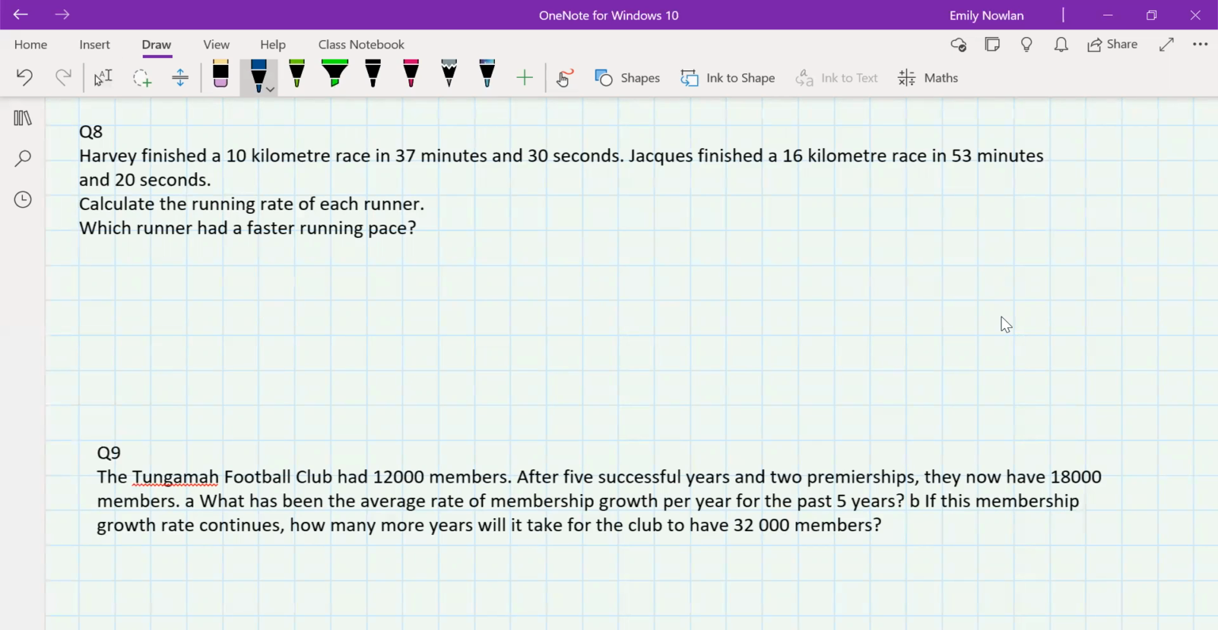So usually with speed, we would go the time it took compared to the distance. If we do Harvey, he took 37 minutes and 30 seconds to run 10 kilometres. So how quick can he run per kilometre? That's what I want to know. Now, before I do that, I've got this in minutes and seconds. So it actually makes it easier if I go 37 minutes and 30 seconds is the same as 37 and a half minutes in 10 kilometres.